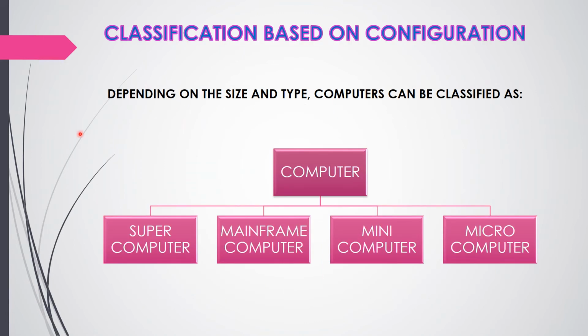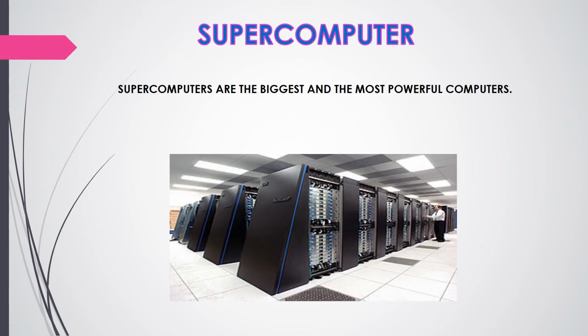Next, depending on the size and type, computers can be classified as supercomputer, mainframe computer, mini computer, and microcomputer. Now, what is a supercomputer? Supercomputers are the biggest and the most powerful computers. You can see the picture of a supercomputer here.